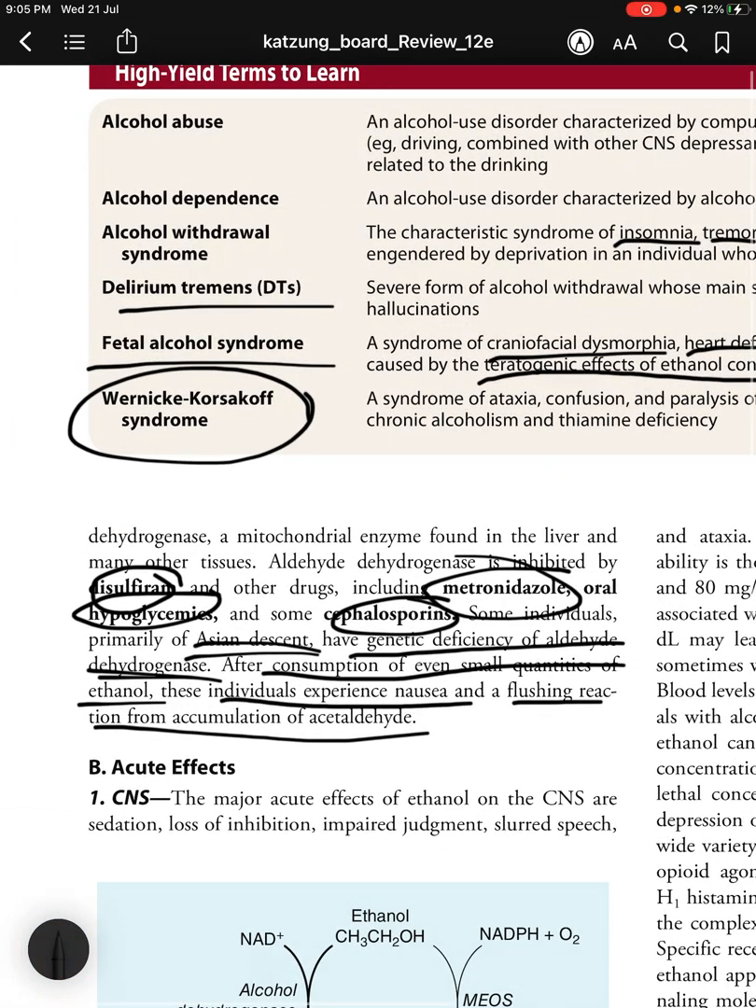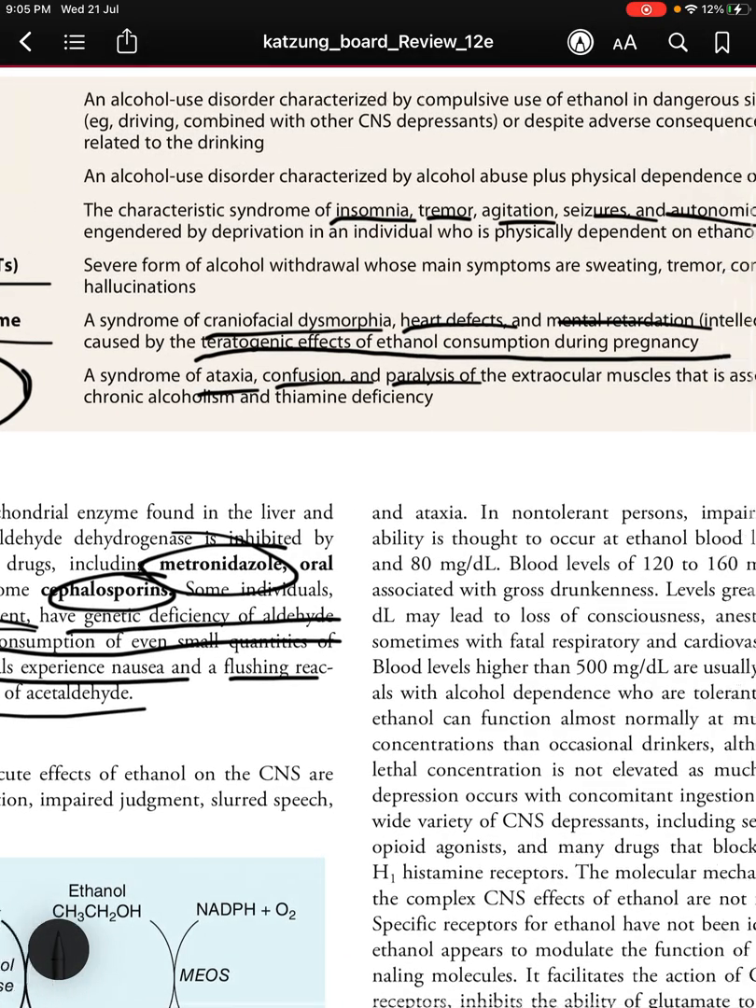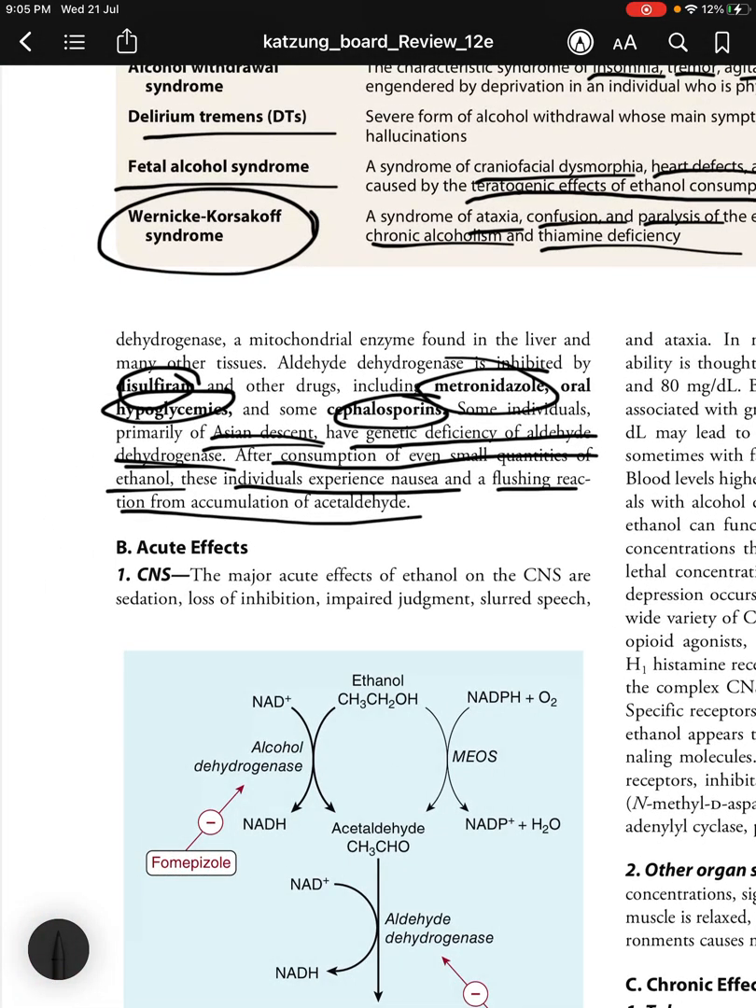Then Wernicke-Korsakoff syndrome, we studied about this in biochemistry last year. So it is a syndrome of ataxia, confusion, and paralysis of the extraocular muscles that is associated with chronic alcoholism and thiamine deficiency, B1 deficiency.